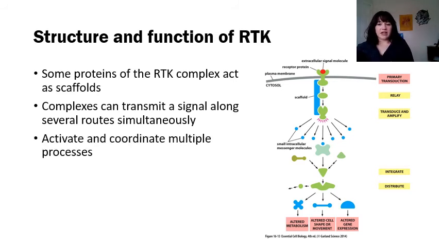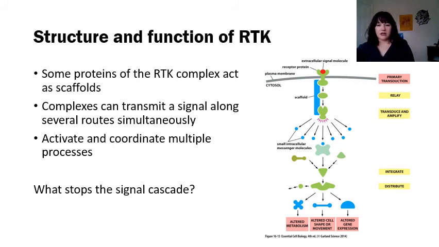Now, receptor tyrosine kinases can activate a variety of signals at the same time, resulting in a variety of things happening at once. So in this example, you can see binding of one signaling molecule is actually activating a variety of effector proteins in the cell.